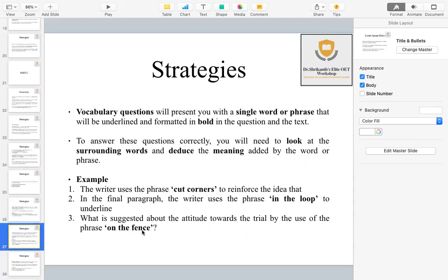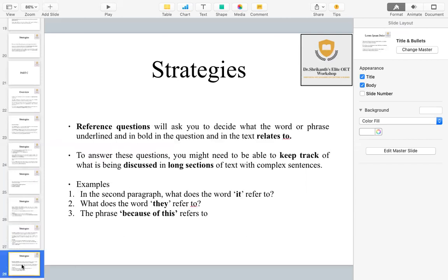And this is the phrase over here. So you have to ask yourself, all right, fine. Now that I have read the question, as I read the paragraph, I have to just find out what that specific suggestion is, and this suggestion is about this specific attitude towards this trial. All right. So ask yourself these questions, and then as you read through the text, you'll easily find the answer.